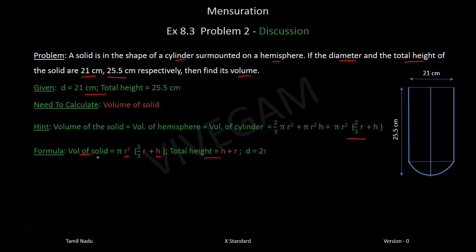So let's summarize the steps. Calculate the value of the radius r of the hemisphere and cylinder, both have the same value, using d equal to 2r, that is equal to 21 centimeters, which means the radius is 21 centimeters divided by 2.